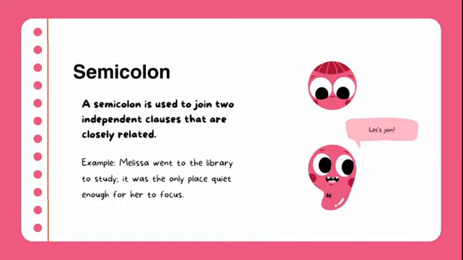Semicolon. We also have a semicolon. A semicolon is used to join two independent clauses that are closely related. Independent clauses are clauses that can stand on their own, but they are closely related. We use the semicolon. For example, you can say, Musa went to the library to study; it was the only place quiet enough for her to focus. You can see how it is used there.